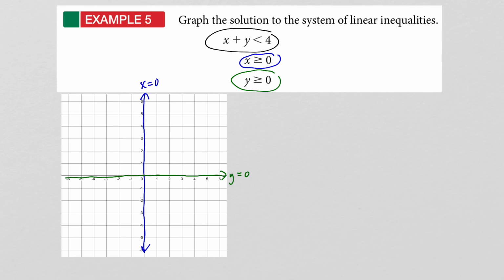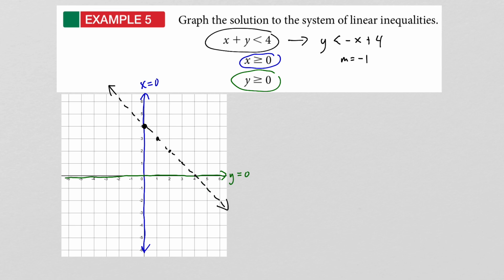And you can graph this any way you want. I'm going to solve for y. And that's going to be y is less than negative x plus 4. So it's going to have a y-intercept of 4. And the slope of this line is negative 1, which means we're going to go down 1 over 1 to get other points on this line. And then keep in mind this line is going to be dotted.